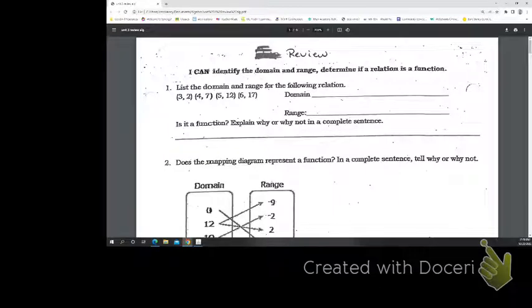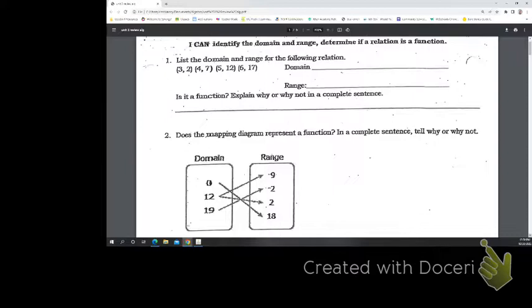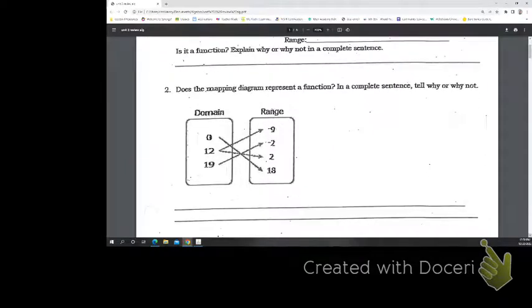And then our next question, we have a mapping diagram. And again, we are asked if it is a function. So please notice, as I tried to model, but now I have taken it away, I did not just say no or just say yes. The directions actually say explain why or why not in a complete sentence.